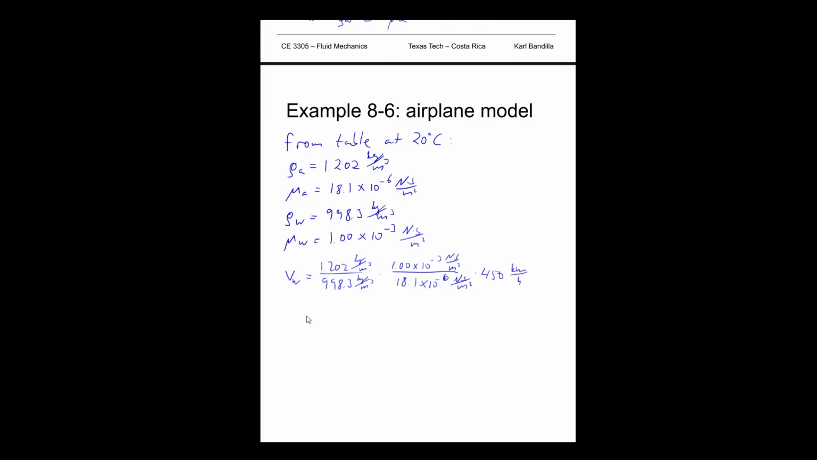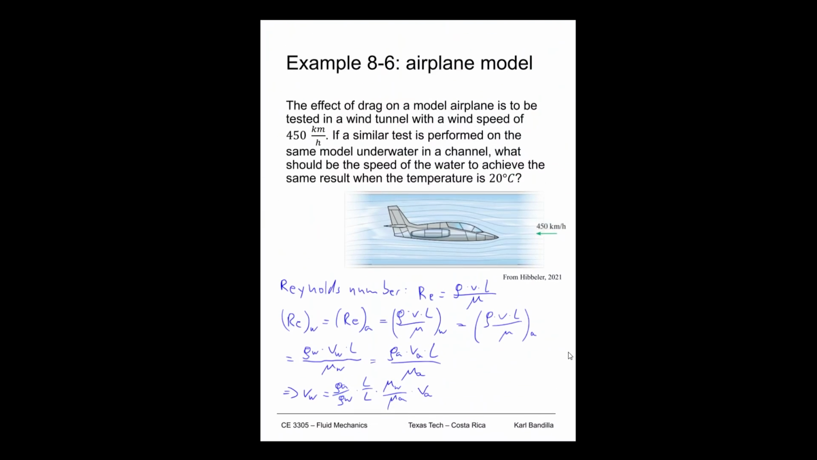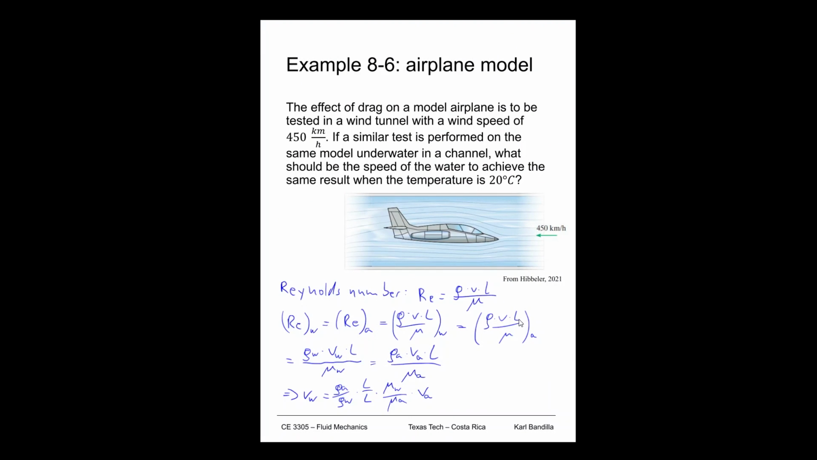Plugging all those numbers in, we get 29.935 kilometers per hour for the velocity of the water. It's pretty fast moving water, but we're in a water tunnel, so it is possible to do that. So we found that if we want to take the same model and test it in water instead of air, we'd have to have the water flowing at almost 30 kilometers an hour.